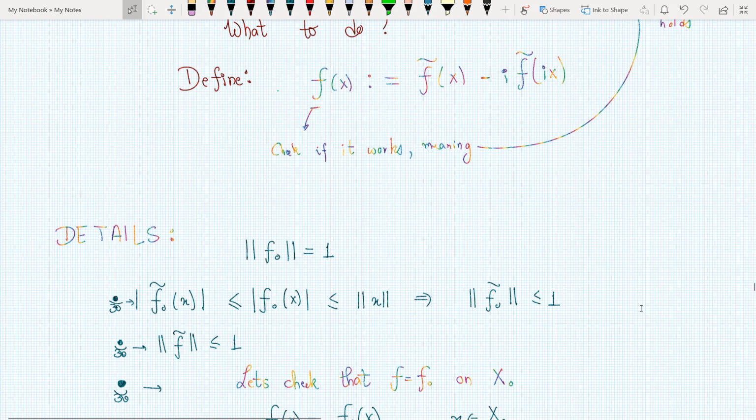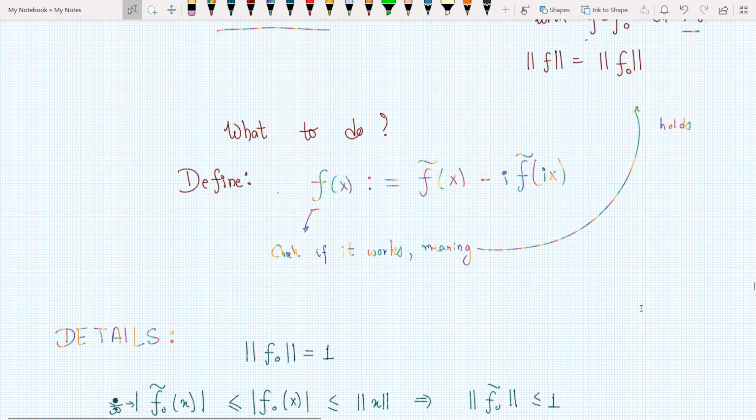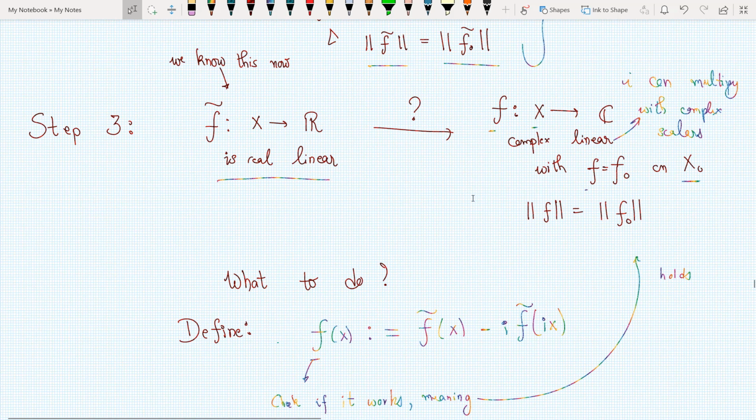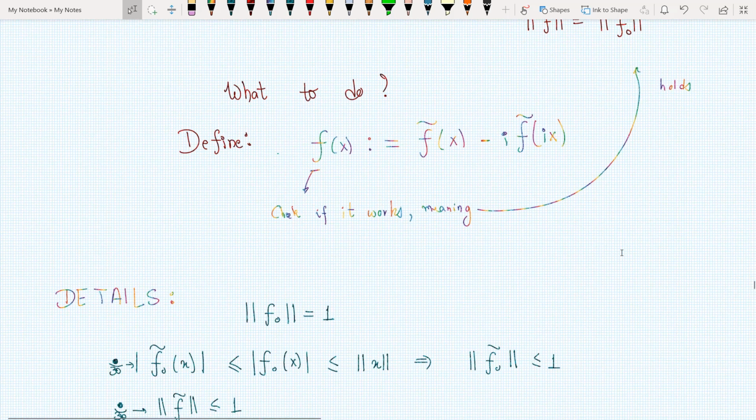Now the time has come to check the details. So till now we have devised a strategy of what we would be doing, and now we have to do it in real time. So I start with taking the norm of f naught to be equal to 1. So what was this f naught? It was in the complex setting.